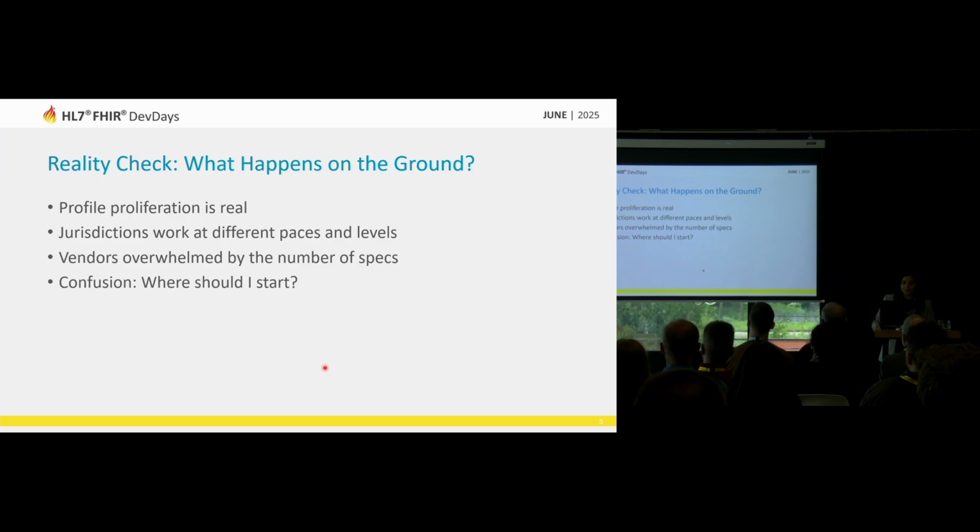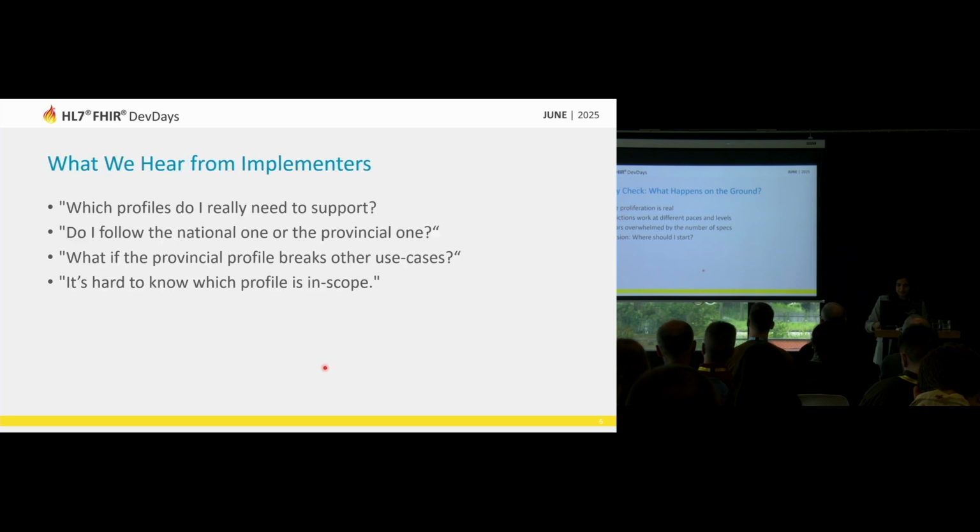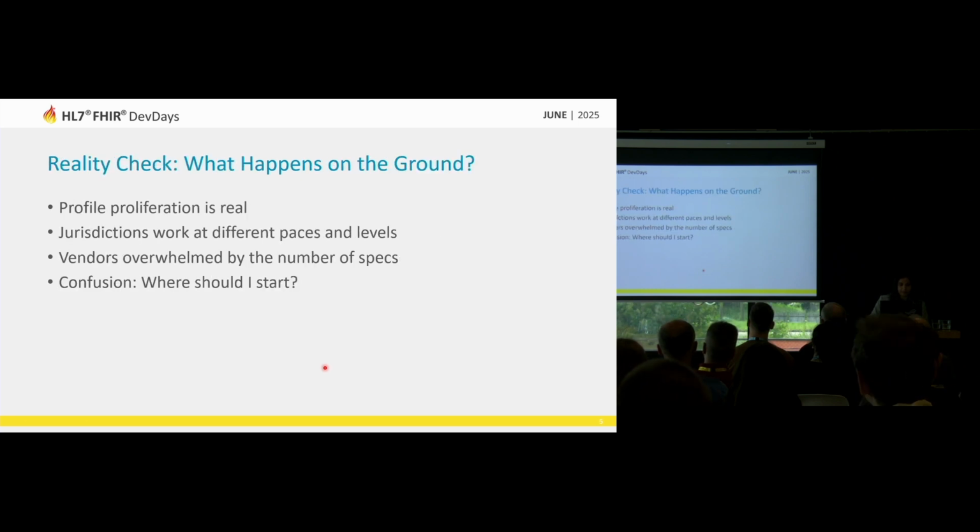So from vendors' perspective, what is actually happening on the ground? So profile proliferation, right? We have different profiles, different specifications. Vendors are so confused at this point. What do we really implement? Jurisdictions are working at different paces and levels. Vendors are overwhelmed by the number of specs, and it's confusing where we should start implementing these specs.